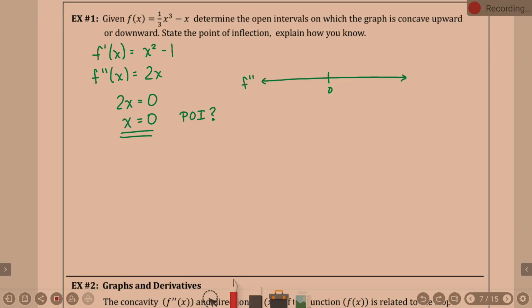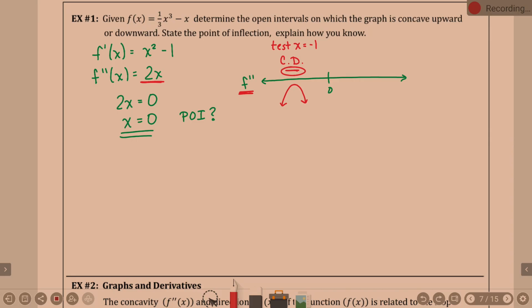Just like first derivative, we're going to test it. So pick a number left of 0. For instance, if I test x equals negative 1, we're going to put x equals negative 1 into the second derivative, right here. 2 times negative 1 is going to result in a negative. That means a decreasing first derivative, or more importantly, it means concave down. I use CD to represent concave down. So that means this piece of the graph will be concave down.